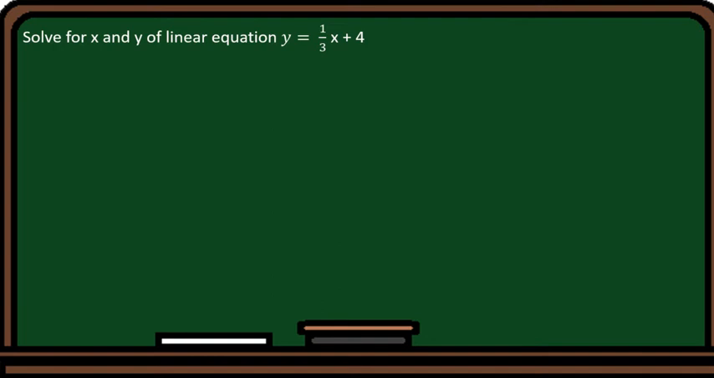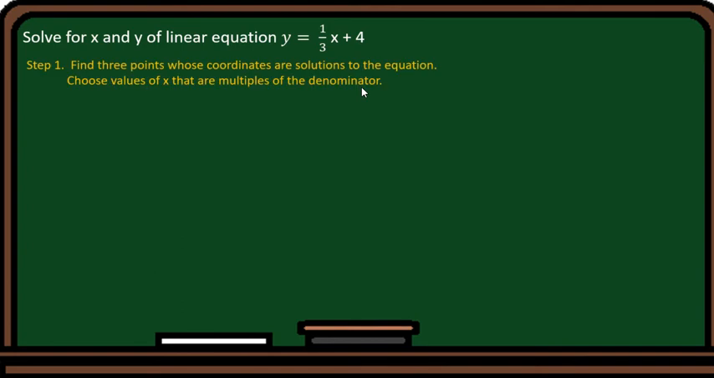Solve for the x and y of the linear equation y is equal to 1 over 3x plus 4. As you observe here, you have a fraction form in your y form, so we have a numerator and the denominator. So I'll still follow the steps; we'll just add a little bit to our instructions. Step 1: find 3 points whose coordinates are solutions to the equation.